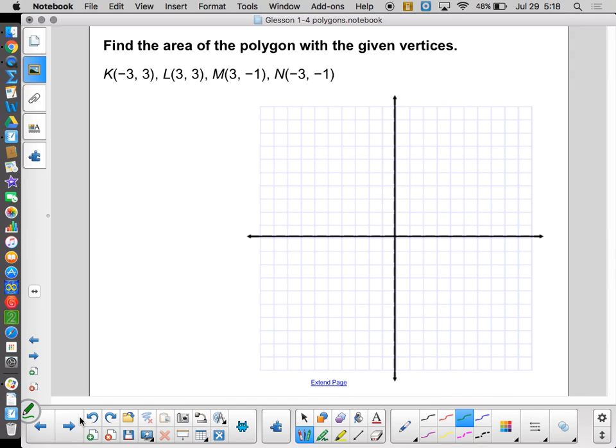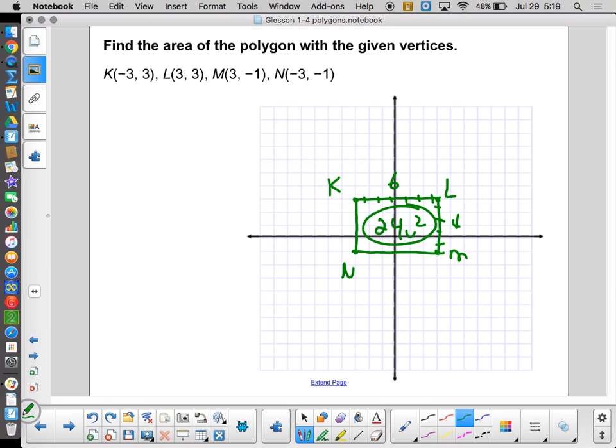Again, area of another polygon with given vertices. This one, when we start plotting it, -3, 3. Okay. L is at 3, 3. M is at 3, -1. And N is at -3, -1. What do we got here? We got ourselves a rectangle. Couldn't be easier. 1, 2, 3, 4, 5, 6 by 1, 2, 3, 4. 6 by 4 is 24 units squared.